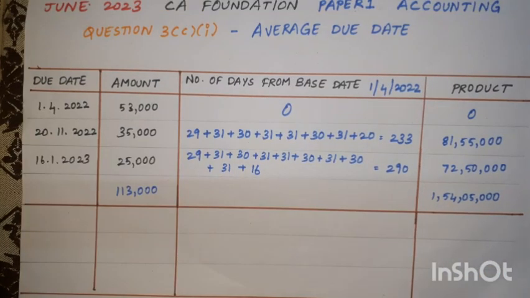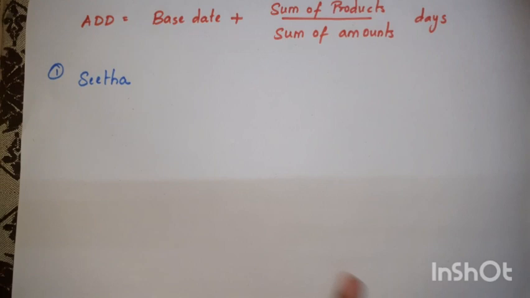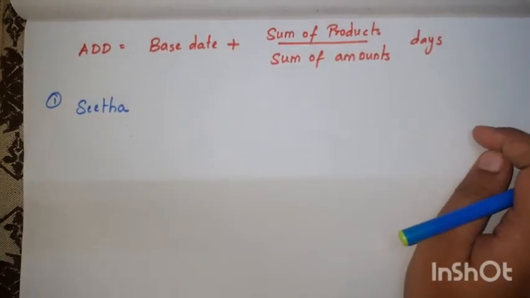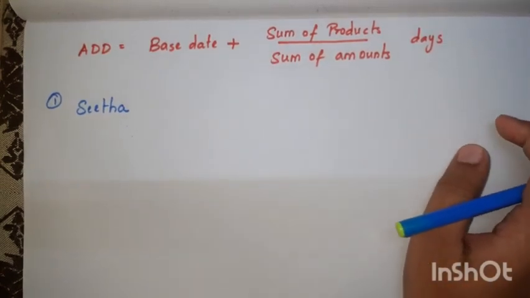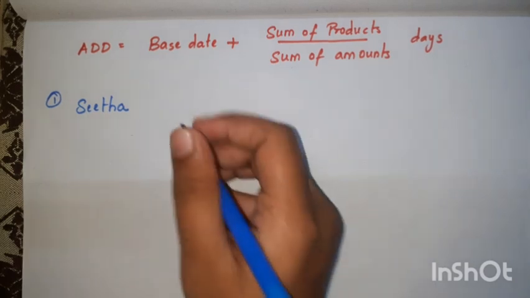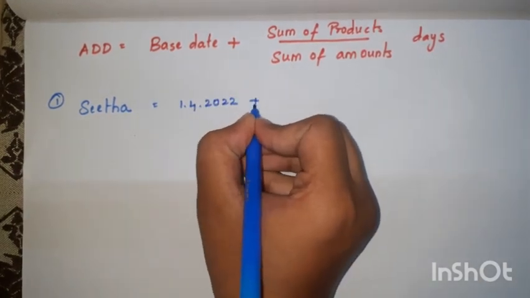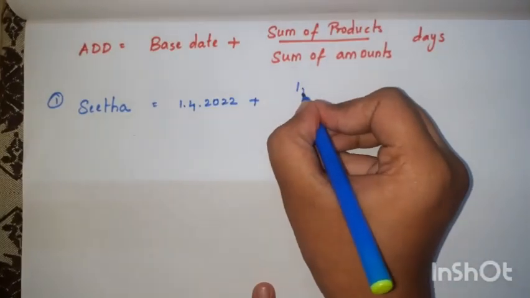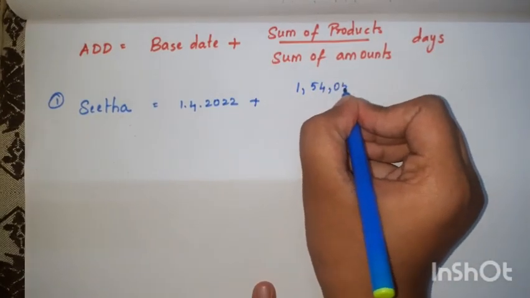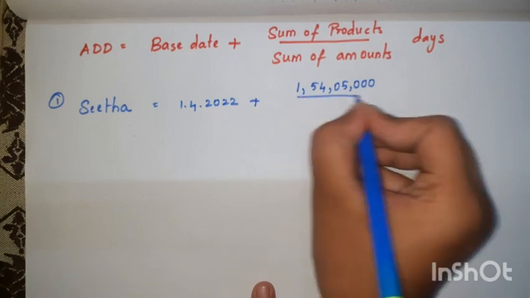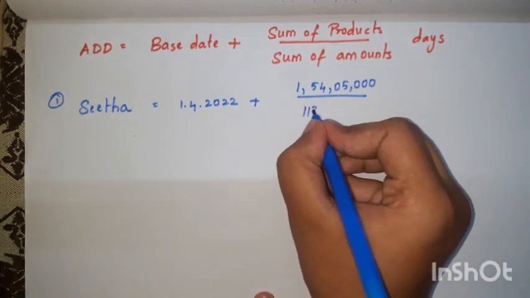Now we have to calculate the average due date. For calculating the average due date, the formula is base date plus sum of the products upon sum of the amounts, in days. So in this question, the base date is 1st April 2022. And then the sum of the products is the numerator, and in the denominator, we have to write the sum of the amounts.